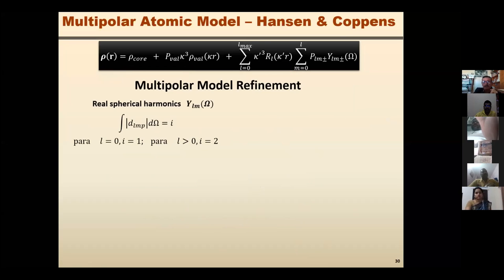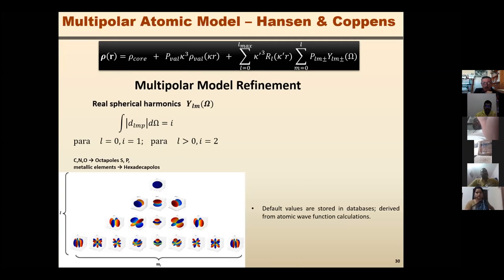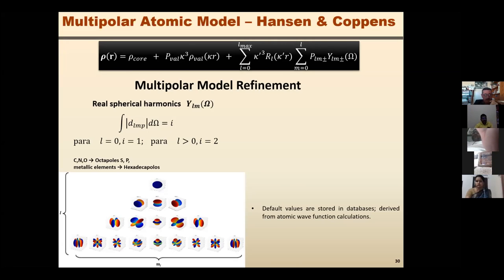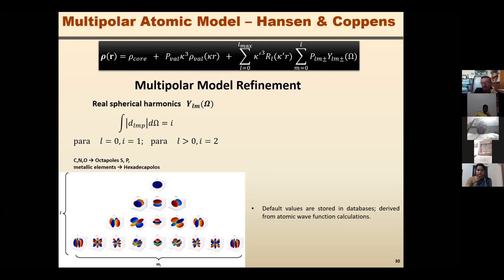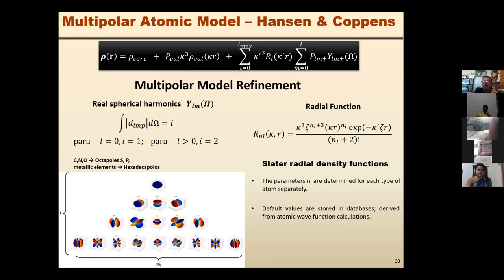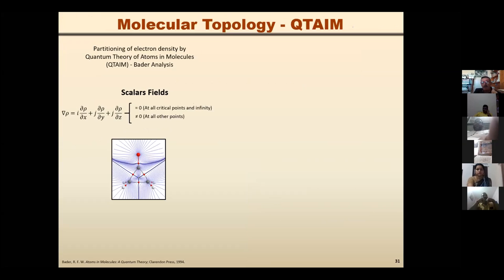This multipolar analysis uses real spherical harmonics with octapole, meaning s and p orbitals for carbon and nitrogen, and hexadecapole for metals or heavier things like sulfur or chlorine, for example. And the radial function of oxidative types, for example, in here. This allows us to study the molecular topology using the quantum theory of atoms in molecules.